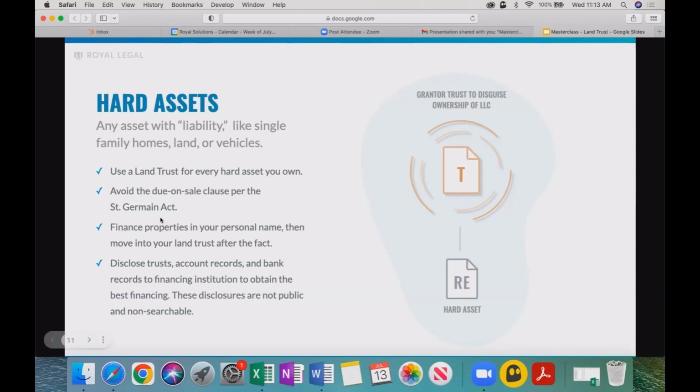You avoid the due on sale clause, as I suggested earlier. You can finance properties in your own name and then move them. And then any disclosures, as we were discussing in the question and answer section, any disclosures to insurance companies or banks, your CPA, that's really all confidential. It's not public domain. It's not really searchable. That's not the kind of anonymity that we're really talking about. We're talking about somebody who's looking for trouble and hasn't yet filed a lawsuit, hasn't gotten into discovery or anything like that. They're just kind of sizing you up. And if they can't size you up, again, you're not a good bet most of the time.